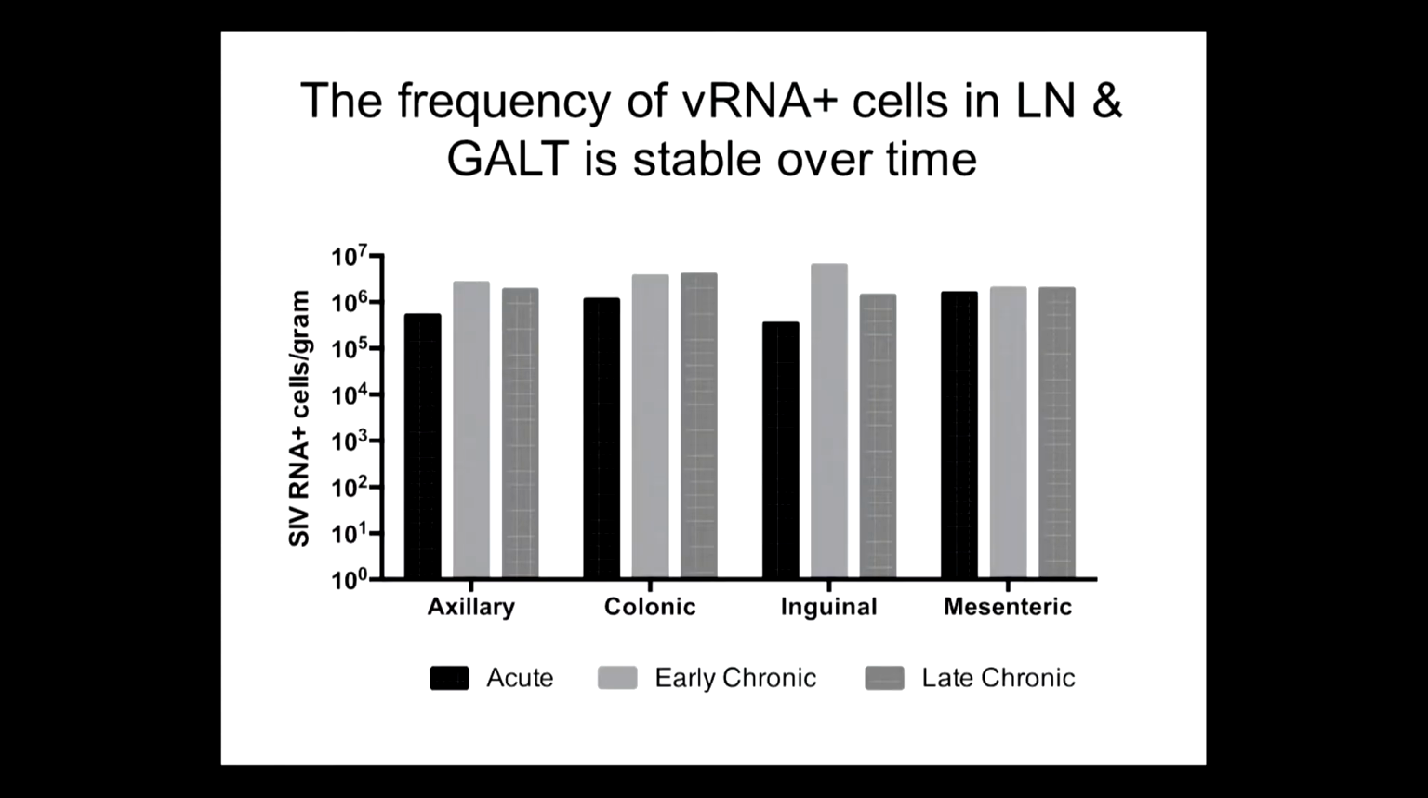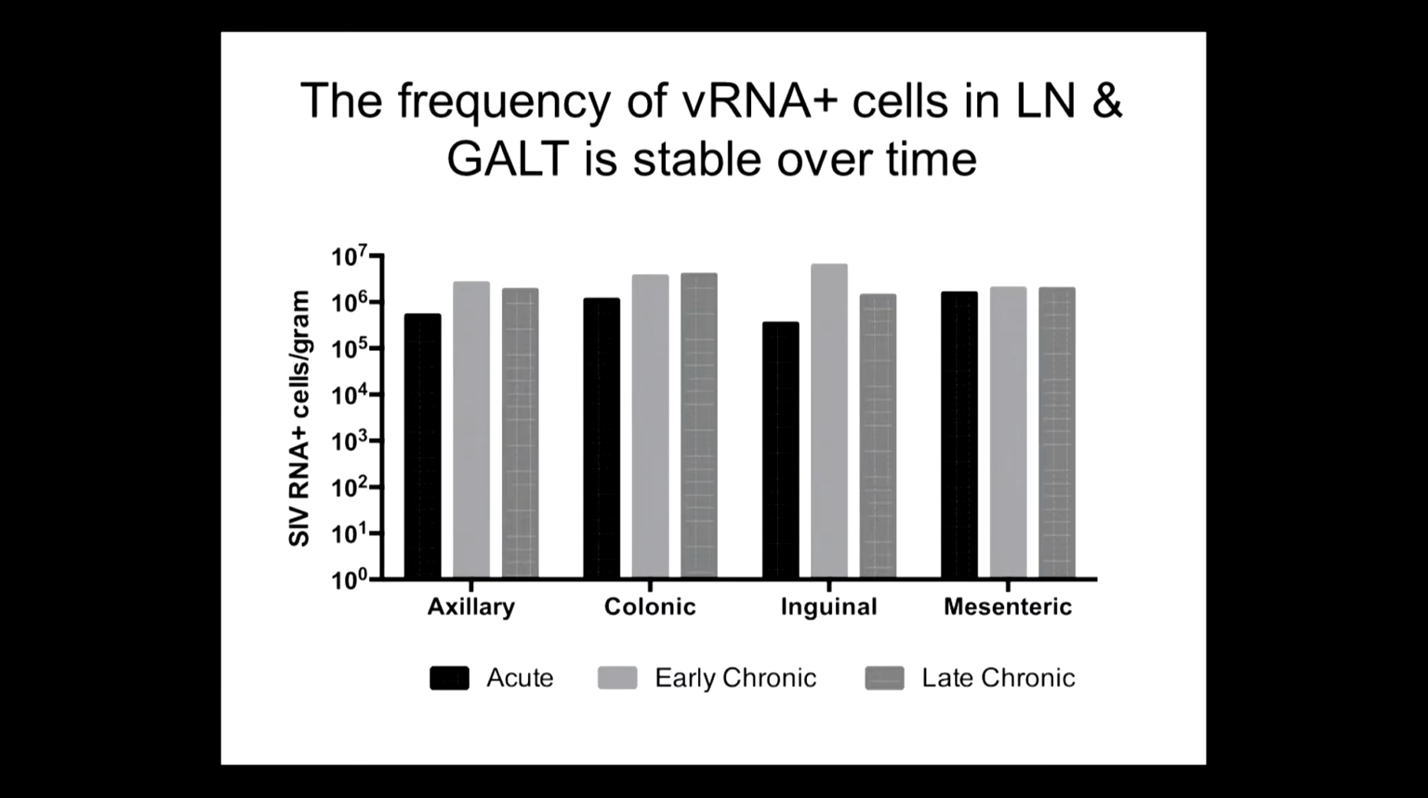All right, how consistent is this across lymph nodes? So here we have the axillary, colonic, inguinal, and mesenteric nodes in these monkeys, and then you have the day 10, day 30, and day 60 animal, and this is the frequency of RNA-positive cells per gram in these lymph nodes, and you can see that it's very consistent across these sites. So at least in terms of lymph nodes, you can say that an inguinal lymph node in humans, which is easy to get to, is representative of other lymph nodes in the body. And this data would support and suggest that.